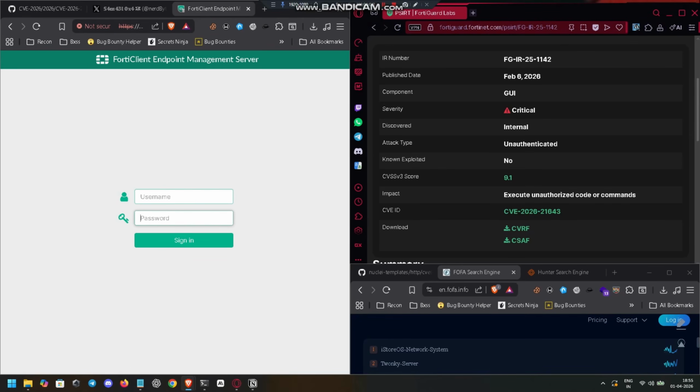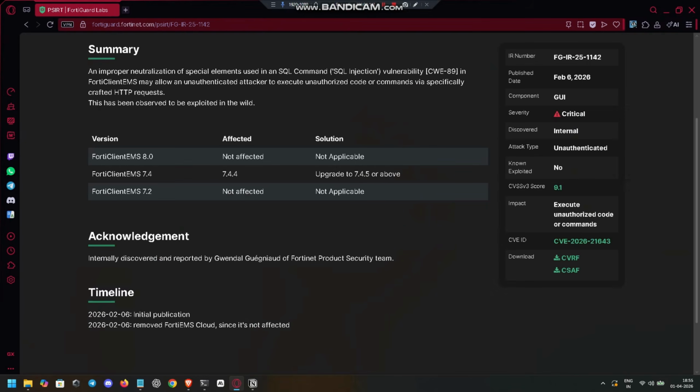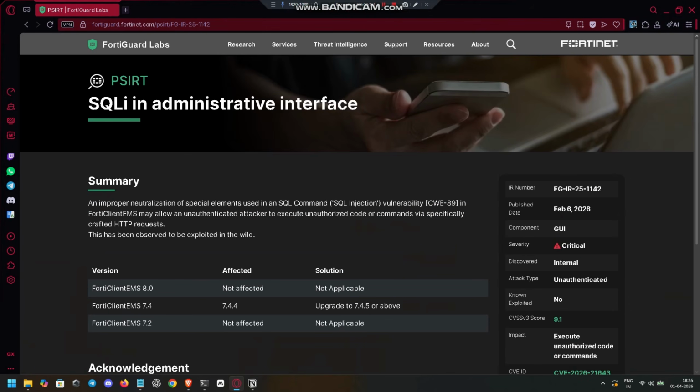What if I told you, one misconfiguration could silently expose hundreds of systems and almost nobody notices it? Today we're talking about CVE-2026-21643, a critical SQL injection vulnerability in FortiClient EMS. This vulnerability exists in the administrative interface and allows an unauthenticated attacker to execute unauthorized commands just by sending specially crafted HTTP requests. It has a CVSS score of 9.1, which makes it critical.